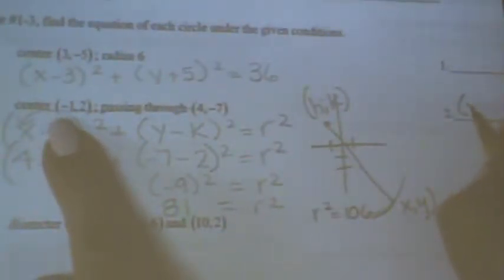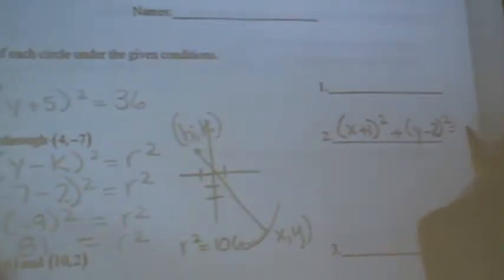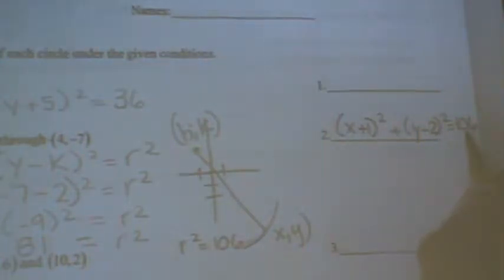So when you write your equation on this line, all you need is the center. So x plus 1 squared plus y minus 2 squared equals 106. Remember, this is r squared. Leave it alone. Don't cut it in half. Don't take the square root of it. Leave it alone.